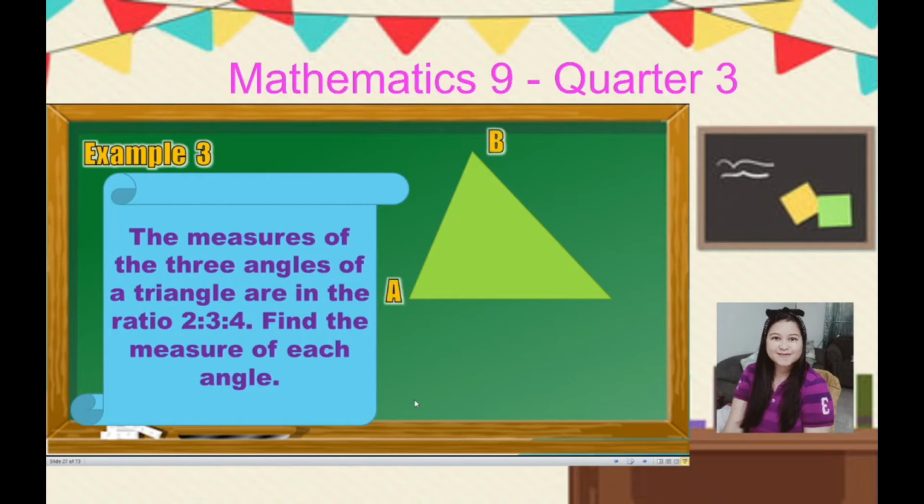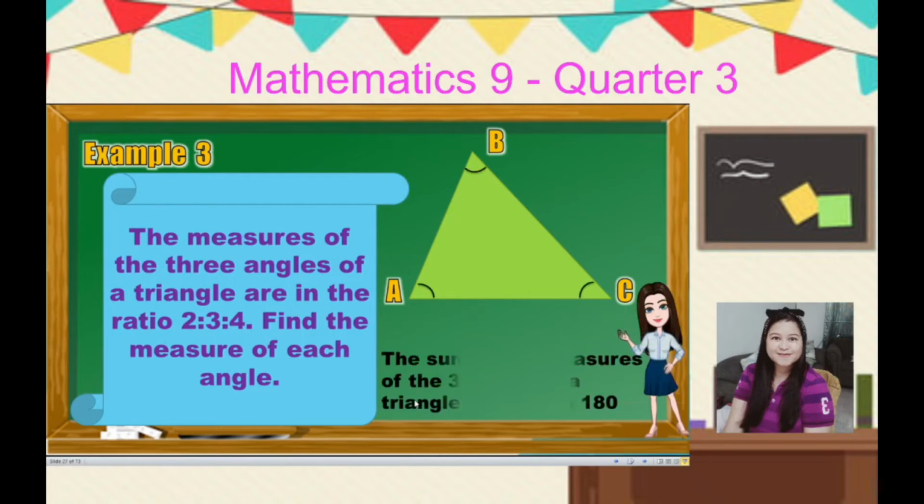So if for example, this is our triangle and our angles are angle A, angle B, and angle C. So in your grade 8 mathematics, ang pinag-aralan po doon that the sum of the measures of the three angles of a triangle is equal to 180 degrees. So paano po yung gagawin natin?